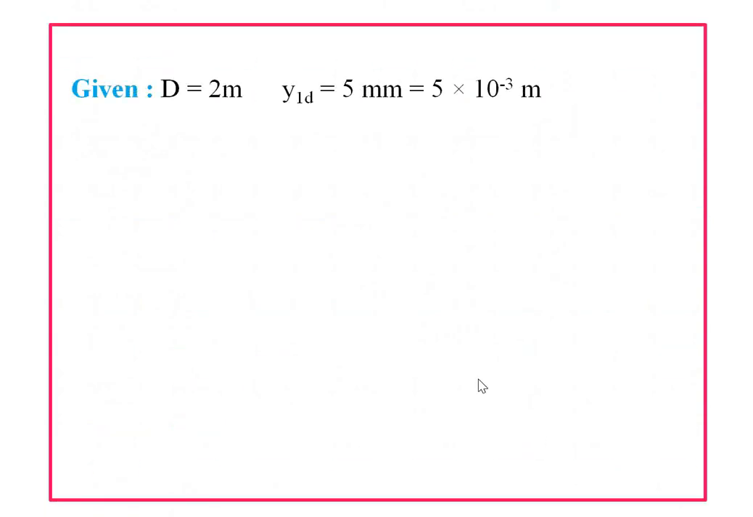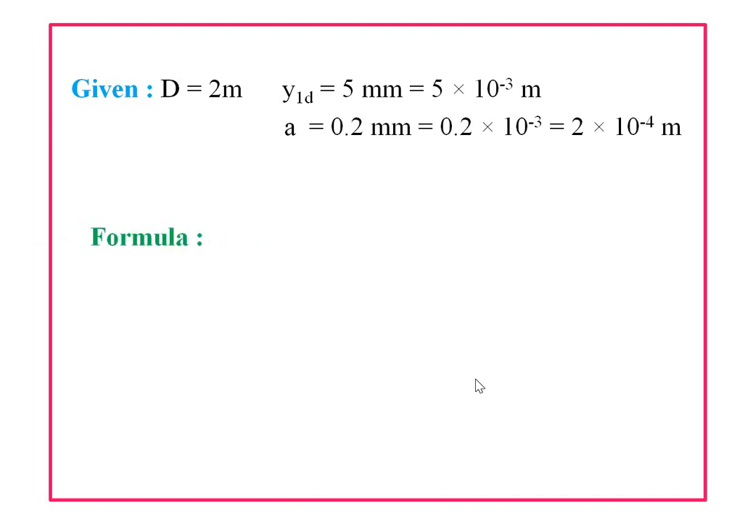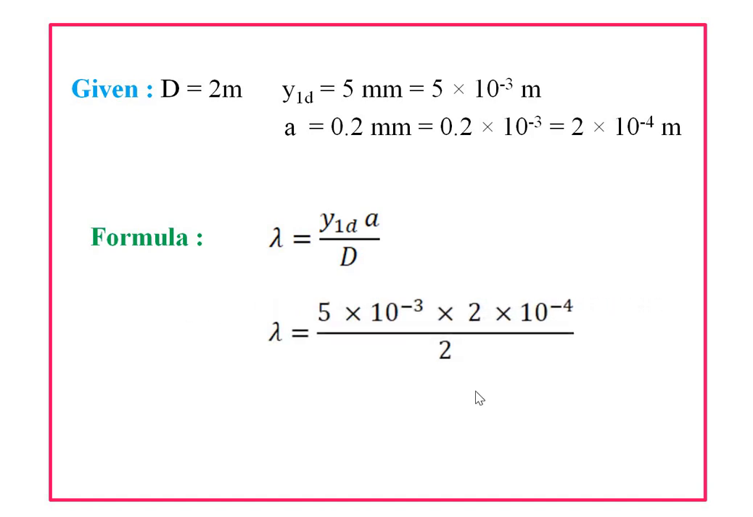Let's see how to solve this problem. First, it is given. So putting these quantities in the equation, we write in this way. Lambda is equal to y1 times a divided by capital D. y1 has the value 5 times 10 raised to minus 3, a has the value 2 times 10 raised to minus 4, and capital D has the value 2. So simplifying with the simple mathematical calculation, we have the final answer: lambda is equal to 5 times 10 raised to minus 7 meter.